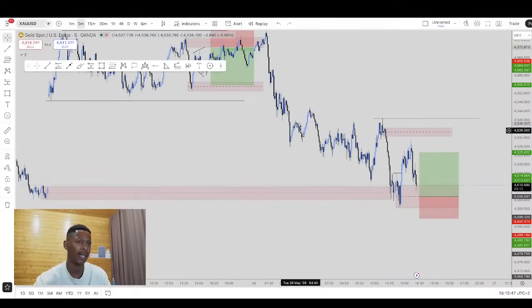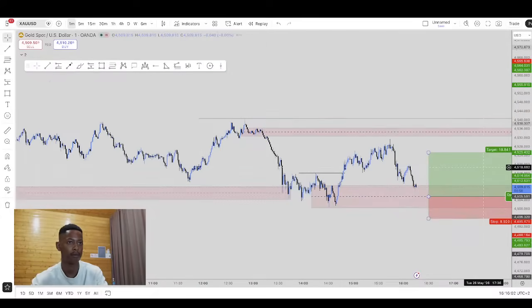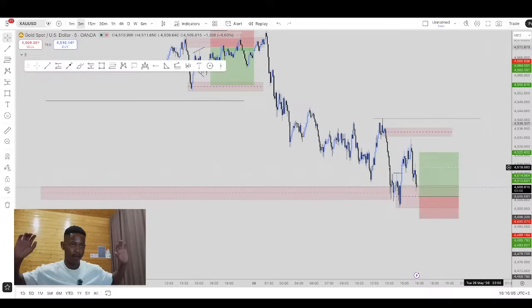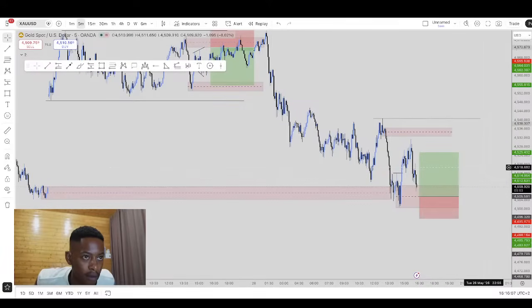So you see with this one here, it can shoot up from here. It can, but like I did say, man, let's go. No, I think once it gets here, I'm gonna enter.